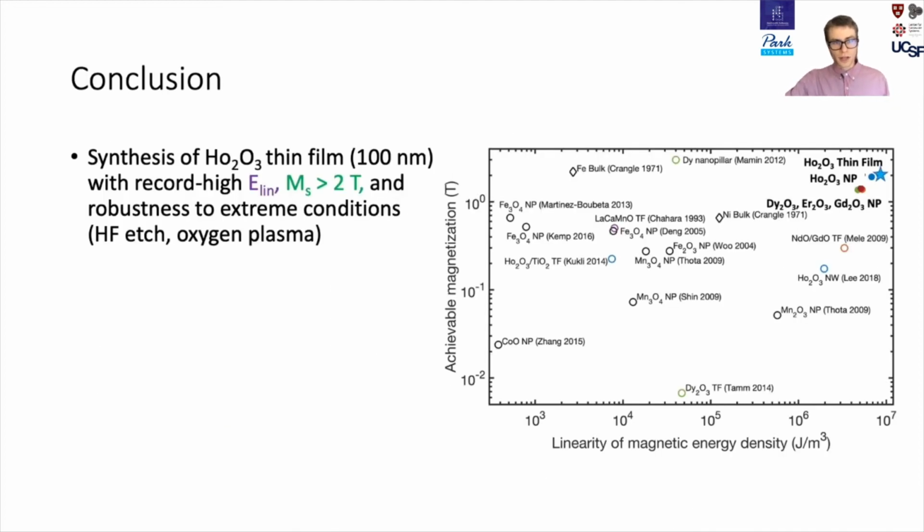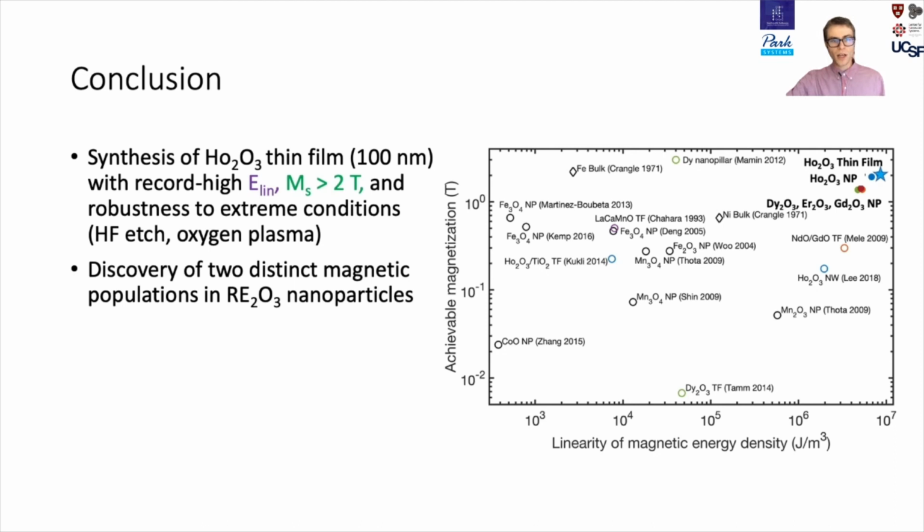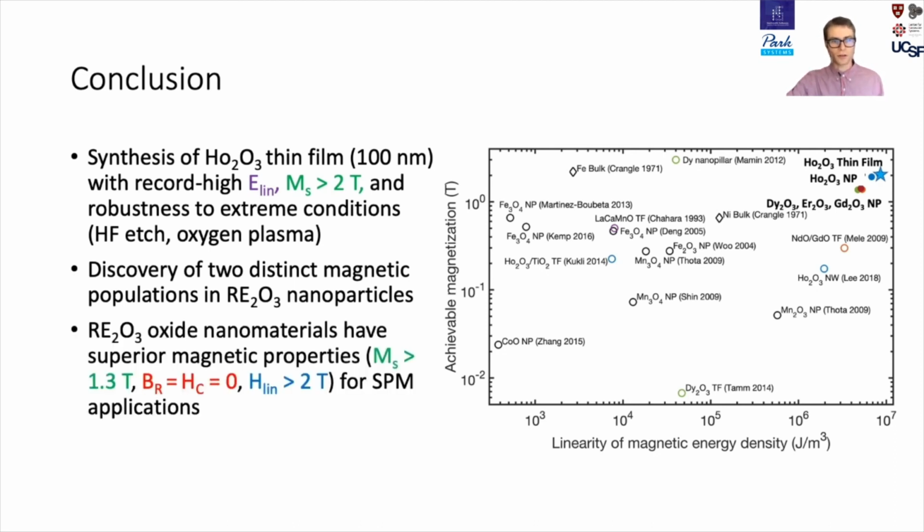So in conclusion, we have synthesized a holmium oxide thin film with thickness below 100 nanometers that has a record high linearity of magnetic energy density, a magnetic saturation exceeding 2 Tesla, zero hysteresis, and a robustness to extreme conditions such as HF etching and oxygen plasma. We've also discovered 2 distinct magnetic populations in rare earth oxide nanoparticles. And synthesizing all of this together, we believe that rare earth oxide nanomaterials have superior magnetic properties for scanning probe microscopy applications.